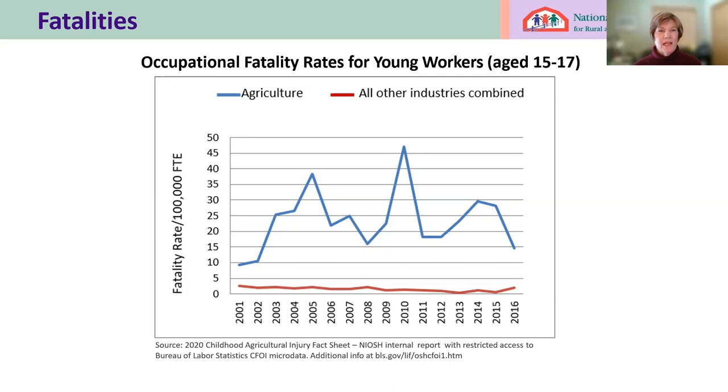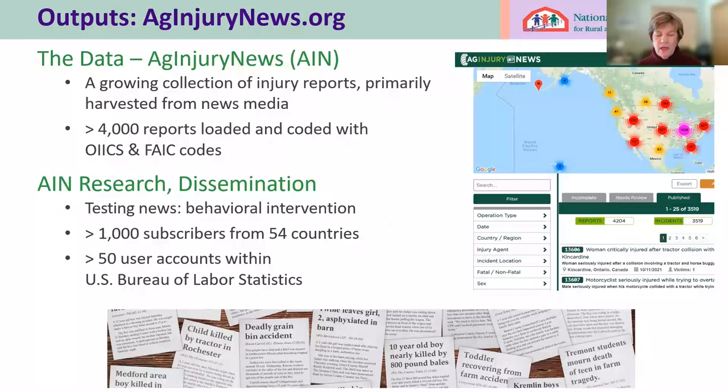Next slide. So now I would like to describe a few major outputs of the initiative. In 2015, NIOSH discontinued their child ag injury surveillance efforts due to rising costs and declining injuries. So our center responded by developing a new database. Ag Injury News was initially launched in 2015 and has been growing ever since.